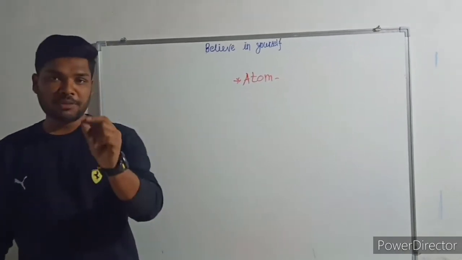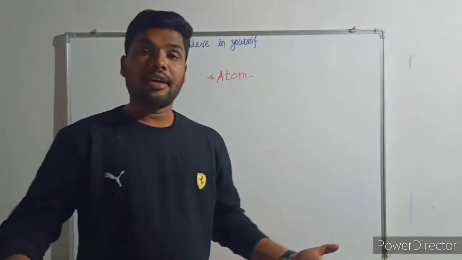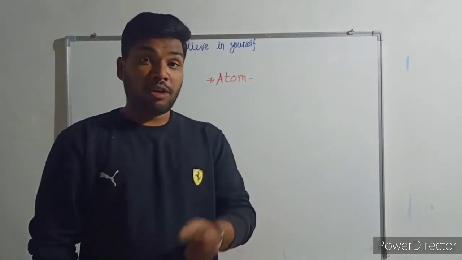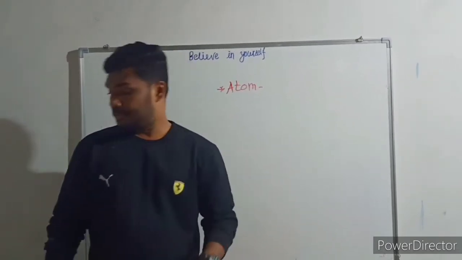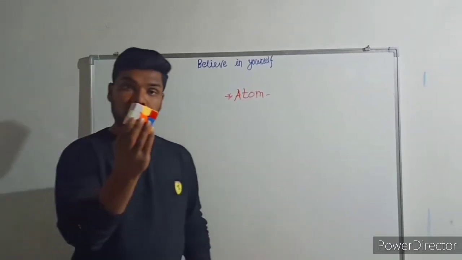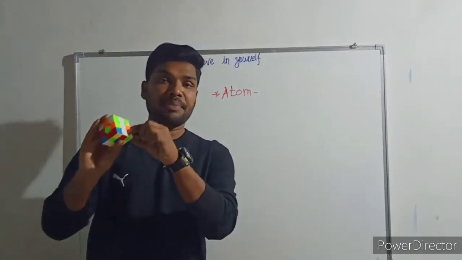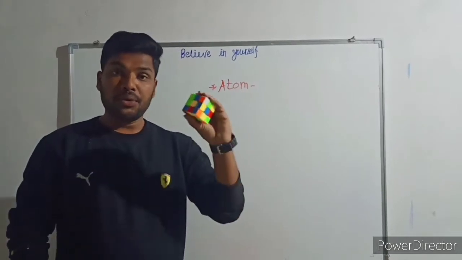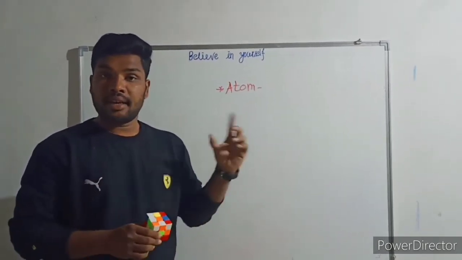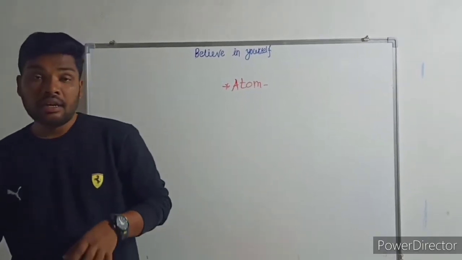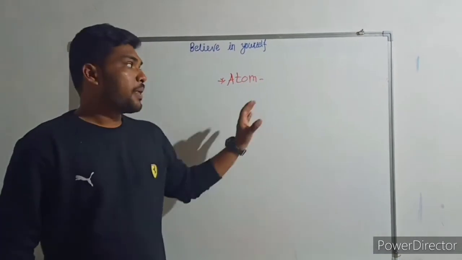Atom is the smallest particle of every element. Any substance in your surrounding and any element is made from the smallest particles. These smallest particles are called as atom. For example, suppose this is the cube. This cube is, you can say that it is an element. Then the single piece is called as atom. If cube is an element or substance, then single piece is called as atom. Okay, so now you can clear that smallest particle of any element is called as atom.